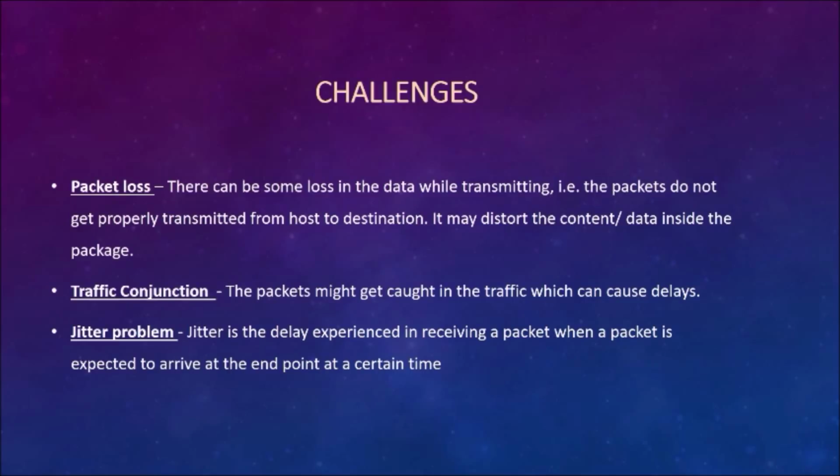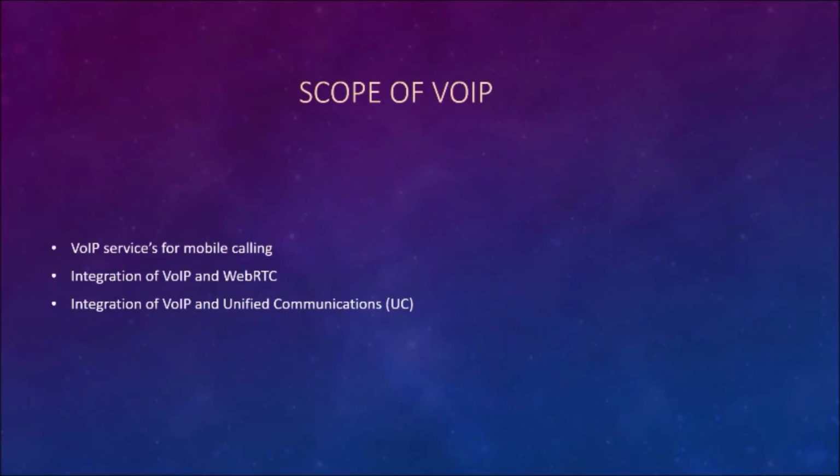Following are some challenges faced in the implementation of VoIP, which can be avoided by using correct architecture and protocol. Some packets may be lost during transmission of data from source to destination. This is called packet loss. When there is heavy internet traffic, there may be a delay in packet transmission. This is called traffic congestion. Both packet loss and traffic congestion cause jitter, which is a failure of a packet to be present at the destination at the expected time. Let us discuss the future scope of VoIP.